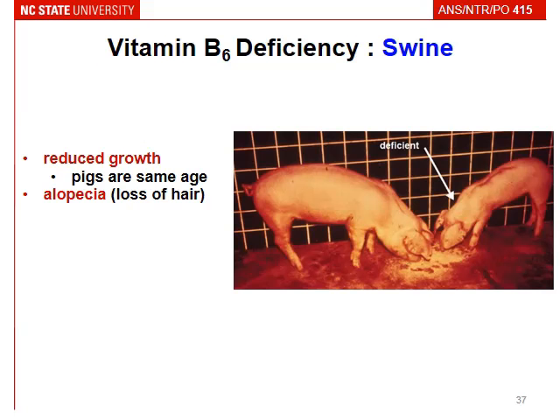In pigs, you'll also see reduced growth. Here we have a picture of two pigs, and the one on the right is actually deficient in B6. They're the same age, and you can see how much smaller it is. They have reduced growth, and they also have alopecia, which is the loss of hair. It's hard to tell in this picture, but it has less hair on it than the other one that has adequate levels of B6.